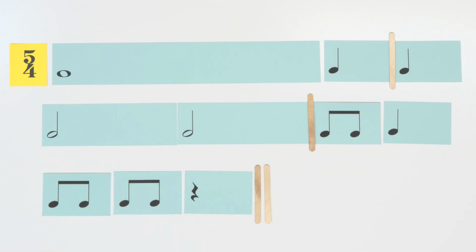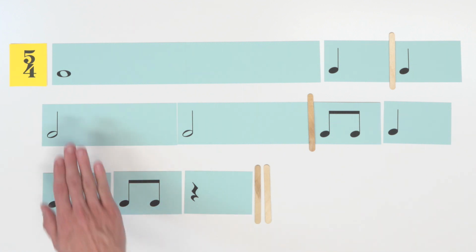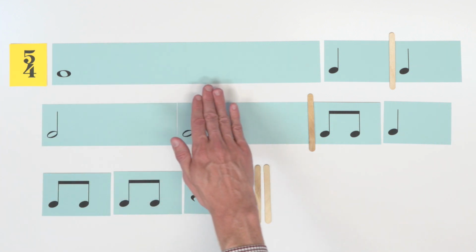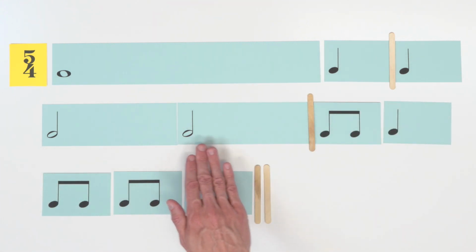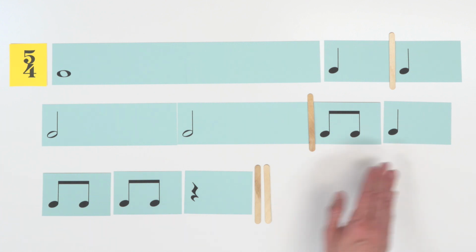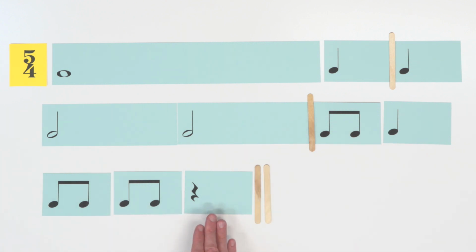For fun, let's try speaking this rhythm. Can you point on your screen and say the rhythms with me? Ready, go. 4, ta, ta, 2, 2, ti, ti, ta, ti, ti, ti, ti, rest.